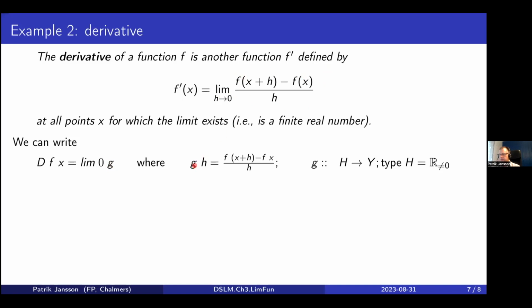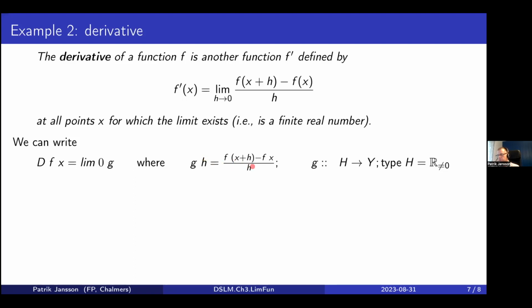So we can define the function g here, saying, well, if you give me an h, I will compute this quotient. So notice here, the type of h is basically all real numbers except 0. Because if we would get h to 0, this will be undefined. So we can compute the limit when h goes to 0, but it's not defined for exactly 0.